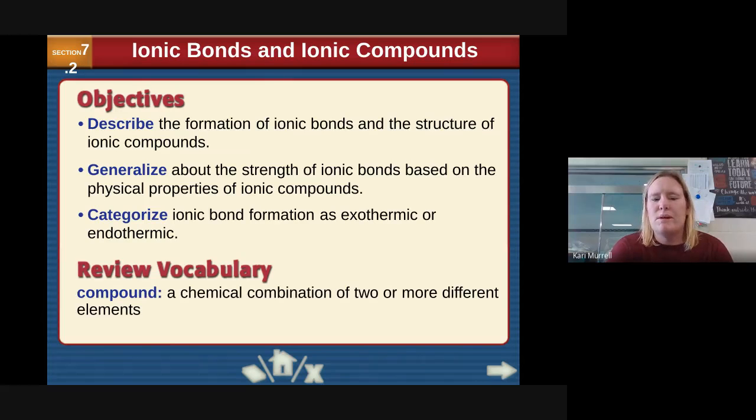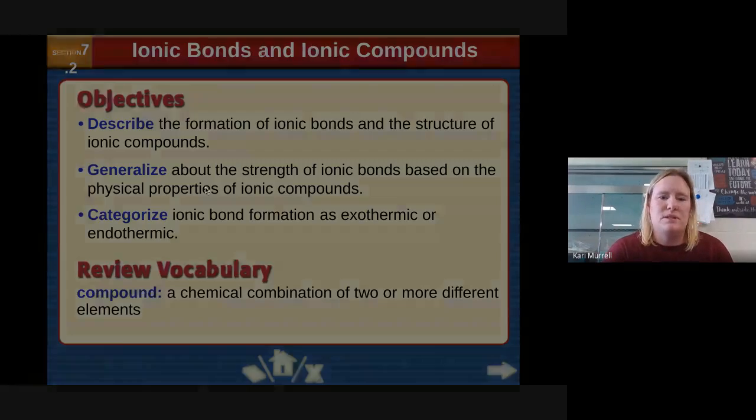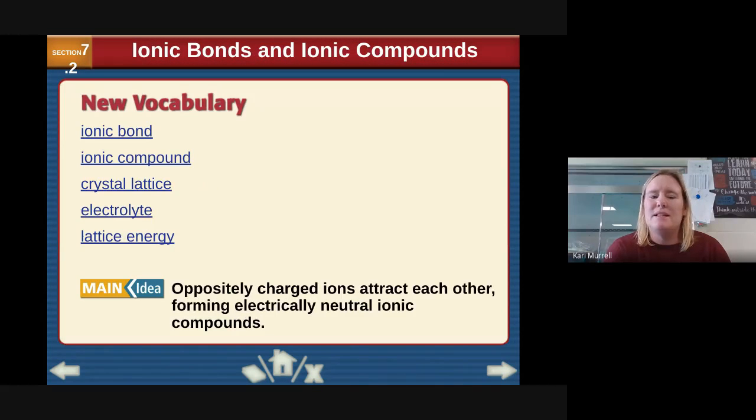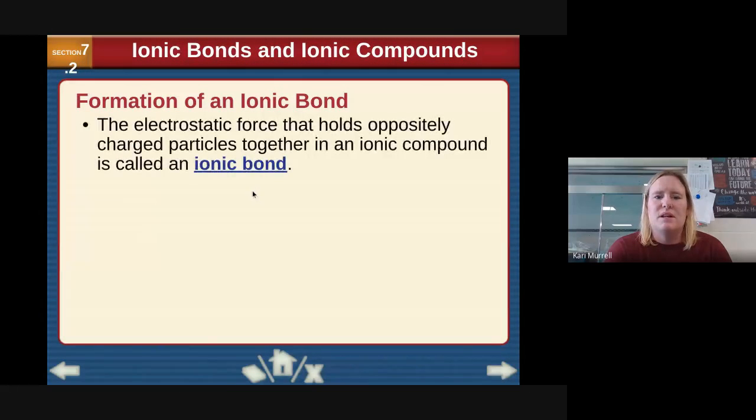A review vocabulary word is compound, which is a combination of 2 different elements. We learned that in one of the very first chapters. The main idea is that oppositely charged ions, a positive and a negative, attract to each other to form electrically neutral ionic compounds.